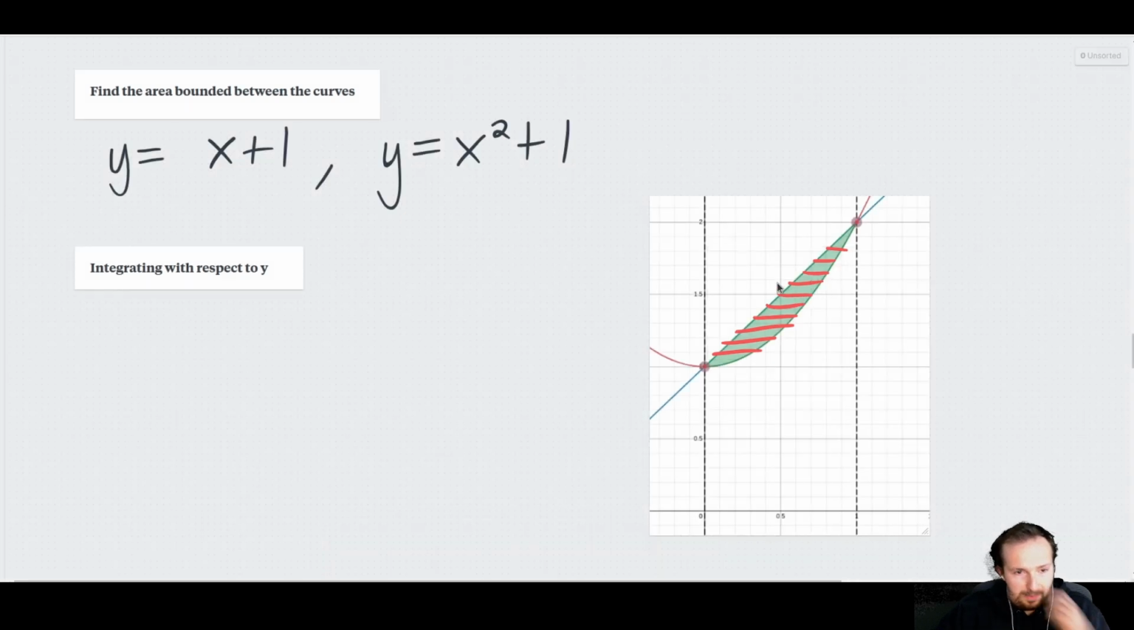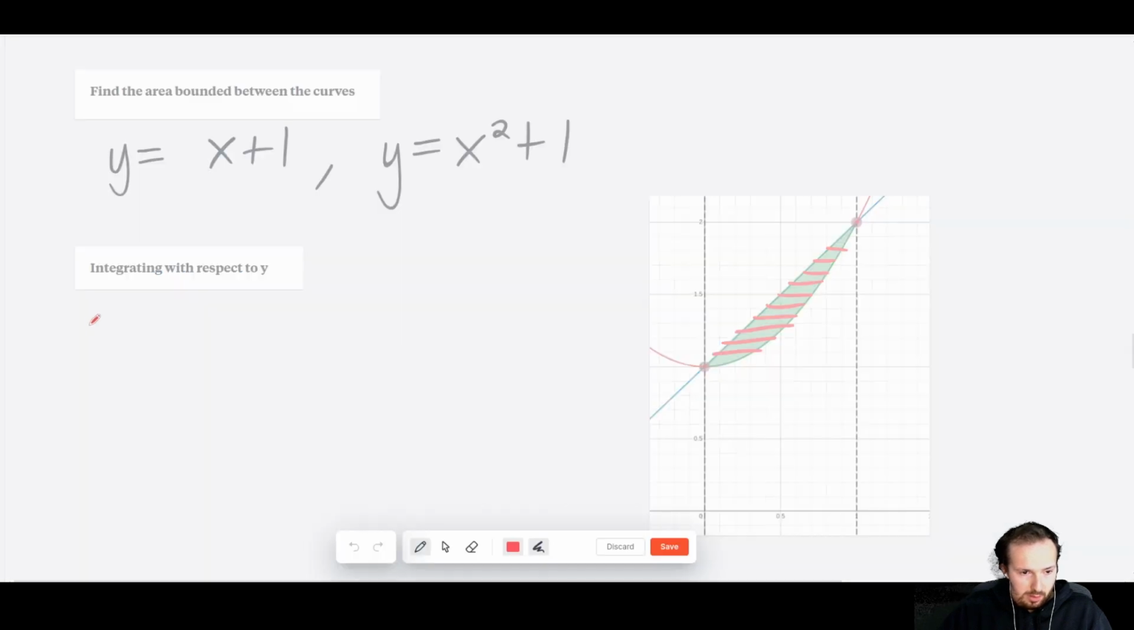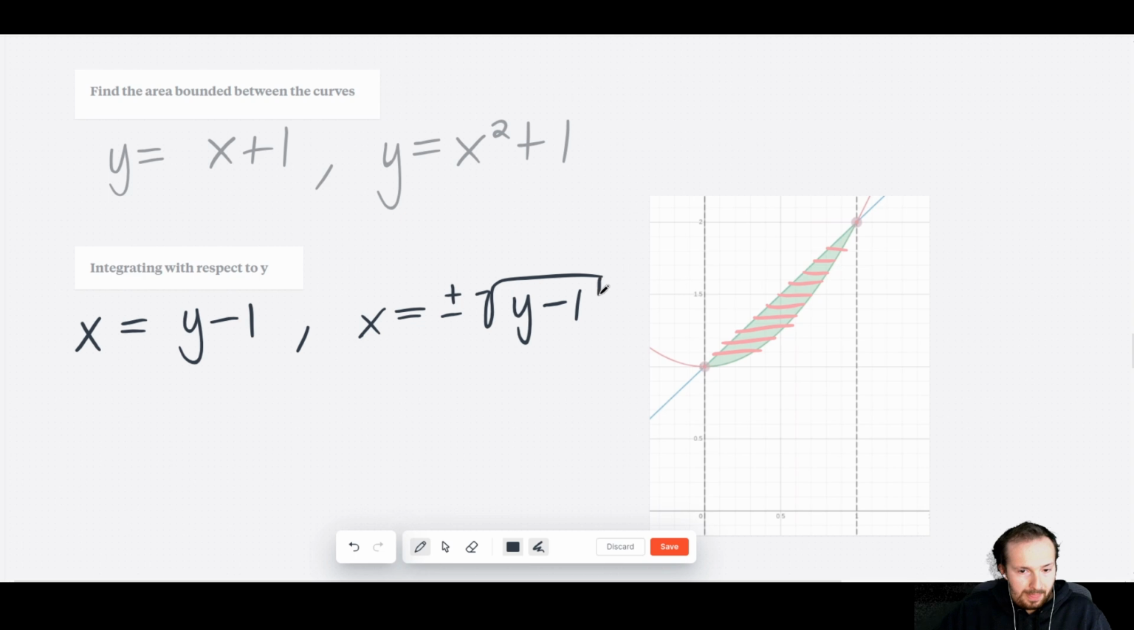So that's the idea. Now, one thing we have to do here is remember, if this is a function of y, we need to get that as the independent variable. So basically isolate x, in other words, for each of these. So if I isolate that, hopefully it makes sense. For this first one, I get x equals y minus 1. And then over here, I get x equals plus or minus the square root of y minus 1.